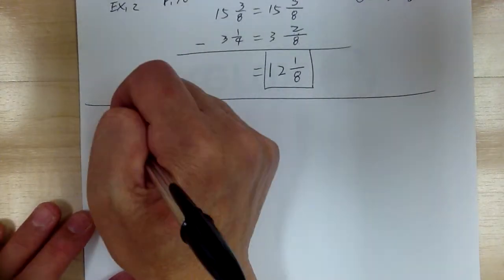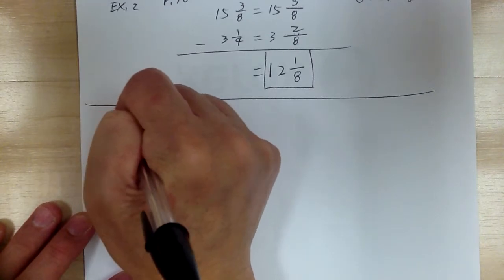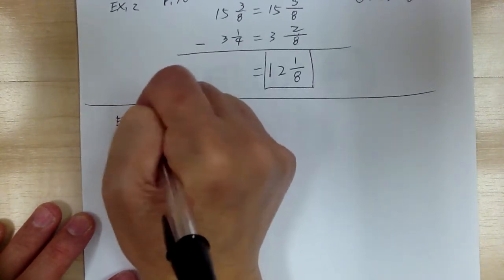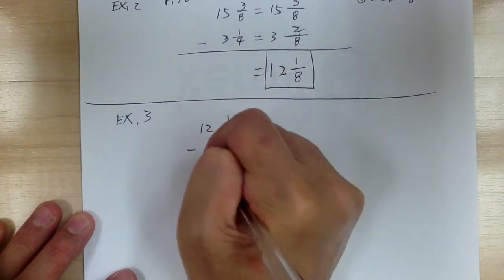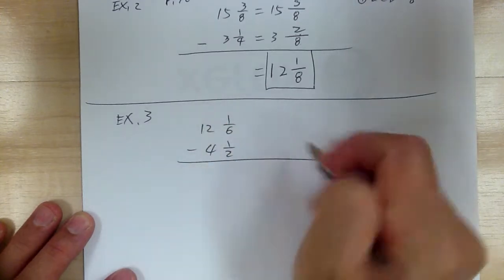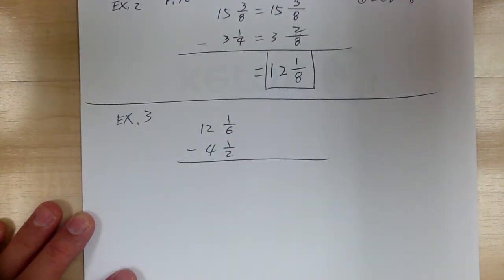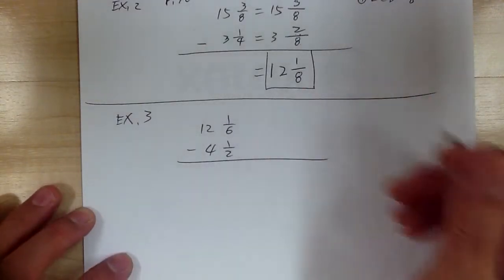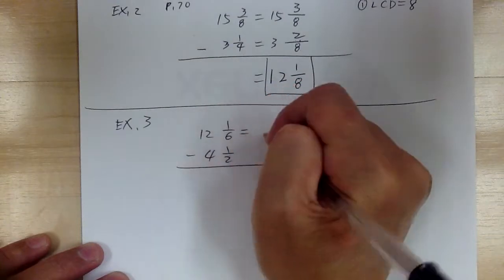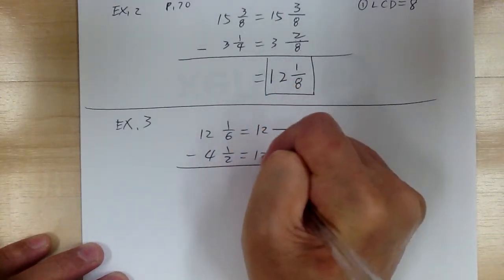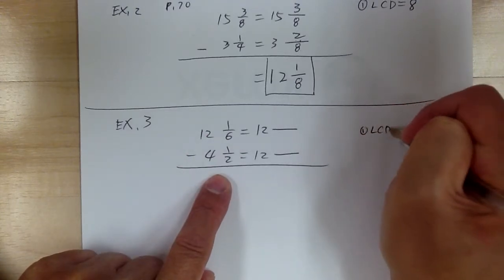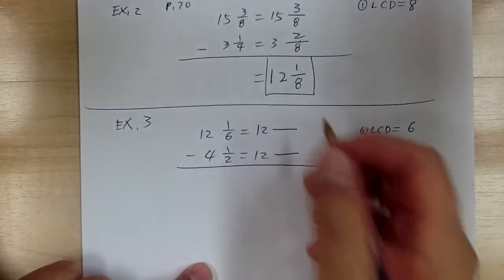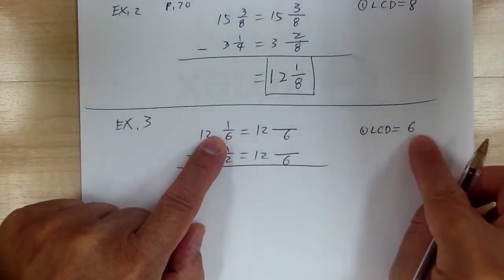Let's go to example 3: 12 and 1/6 minus 4 and 1/2. Make sure you give yourself enough room to do all the writing. Don't get too bunched up. If you write too small, sometimes it's hard to see and easy to make a mistake. So it's going to be 12 and something minus 4 and something. You've got 2 and 6, so right away, step 1, the LCD is equal to 6. Go ahead and get your LCD.